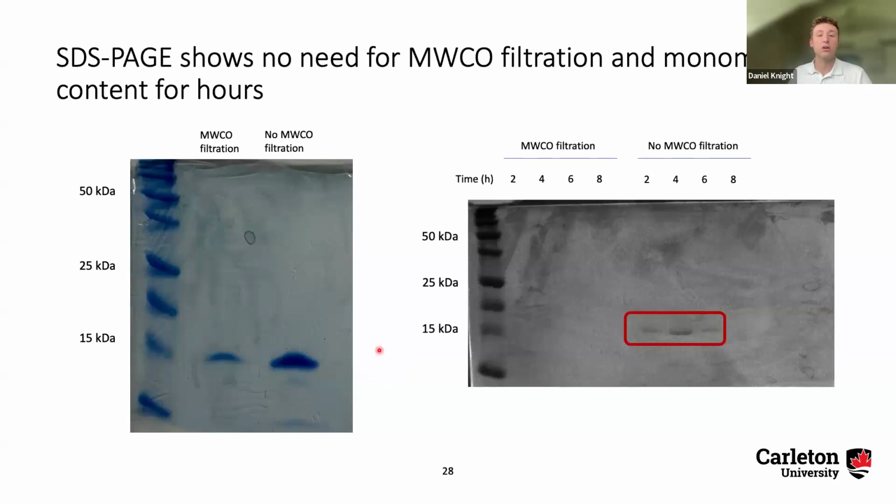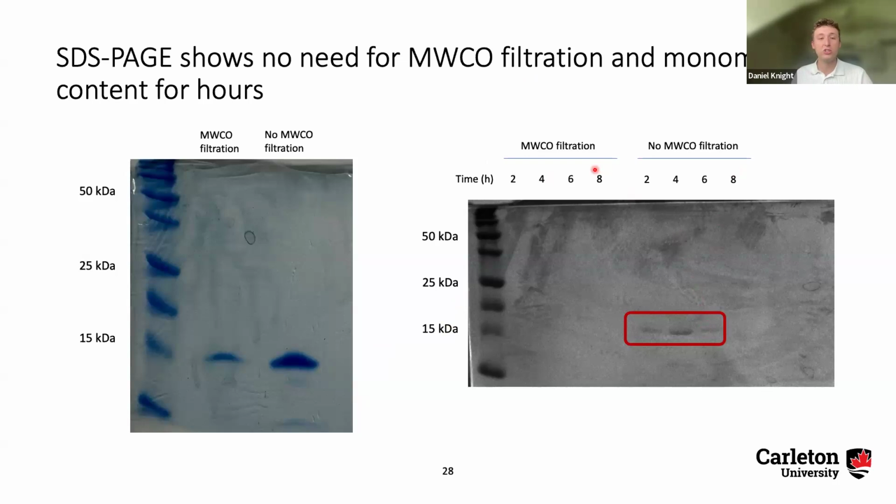So we wanted to see how long it would take for the monomer to completely disappear. The destaining portion of these gels still needed a bit of work, but it did give us what we were looking for. And so this showed that we still had monomer up to 6 hours following dissolution without the filtration step.